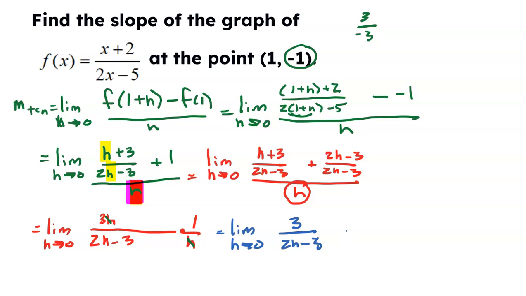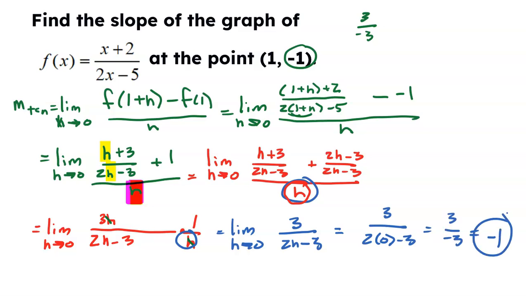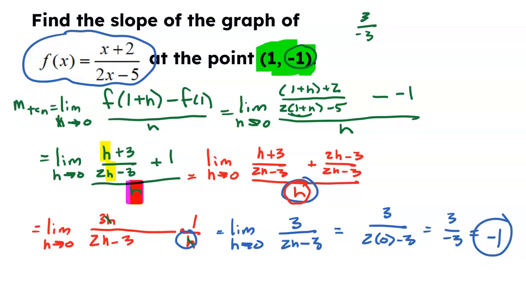All right, now that I got this h right here to cancel, there it was right there, I got it to cancel. Now I'm going to plug 0 in for h. That's called direct substitution. That's how you can solve limits. So I get 3 over 2 times 0 minus 3. That's going to be 3 divided by negative 3, which is negative 1. So on this function right here, there is a point. The slope of the tangent line at that point is negative 1. There it is. I did it.